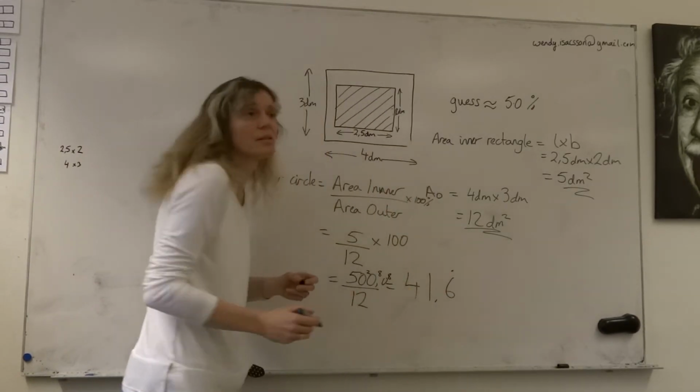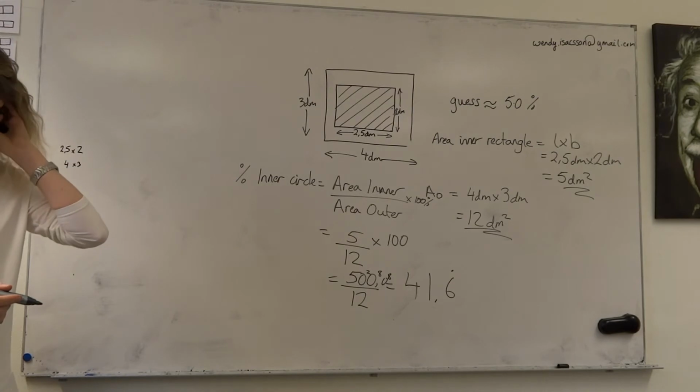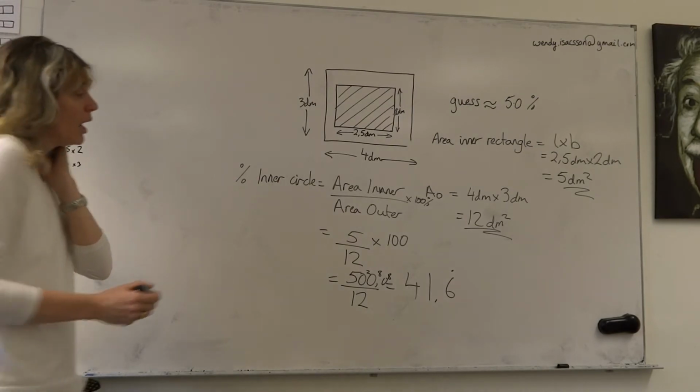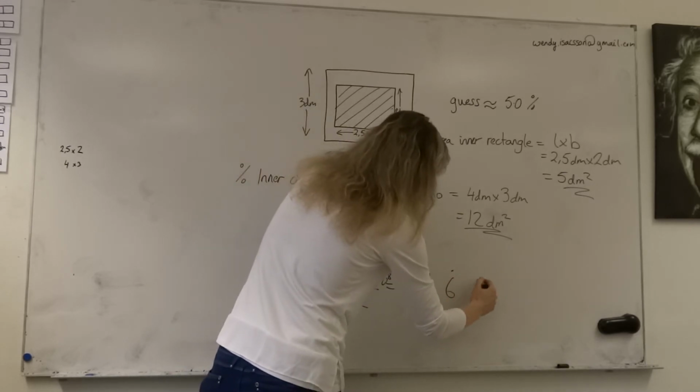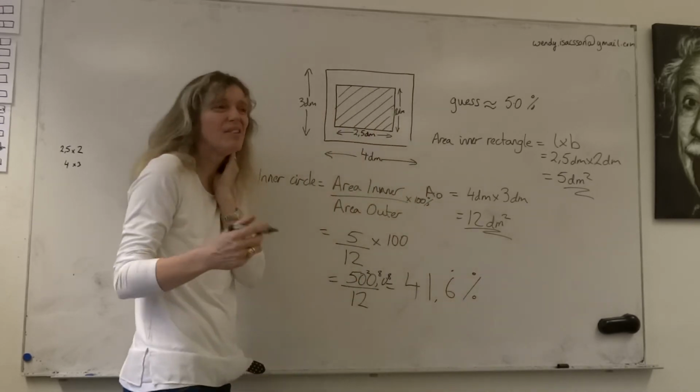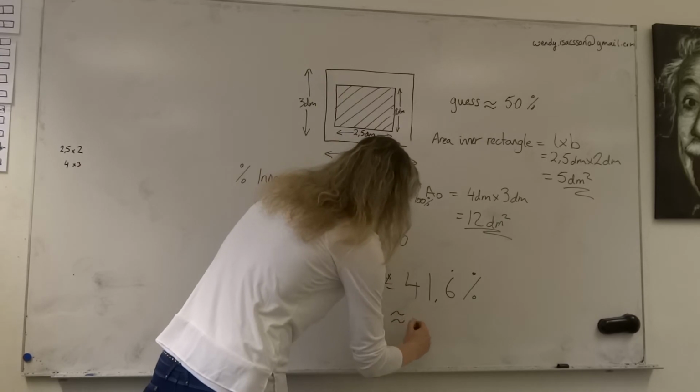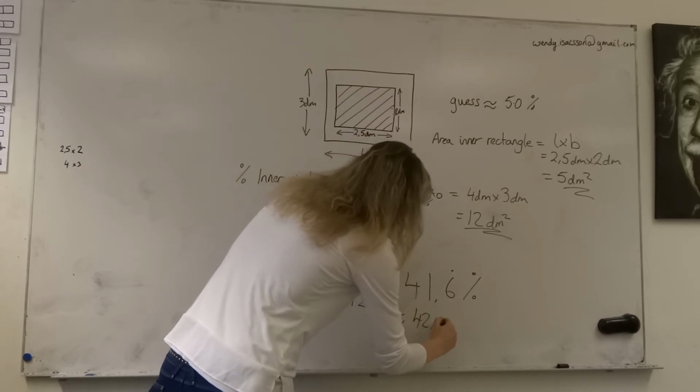So we're going to get this recurring. We're going to get 8 left over each time. So we're going to get 41.666666%. Would we leave it like that? No, we'd probably say approximately 42%.